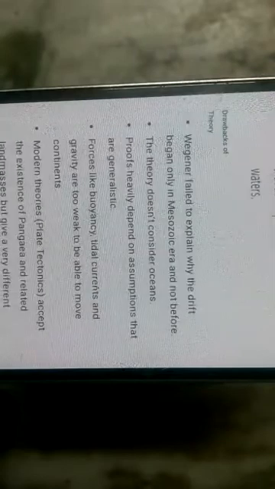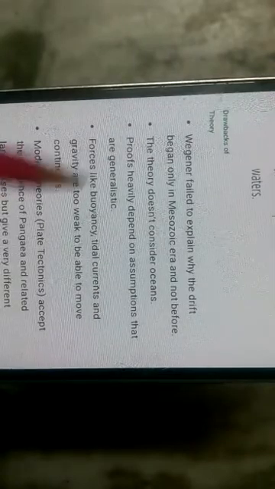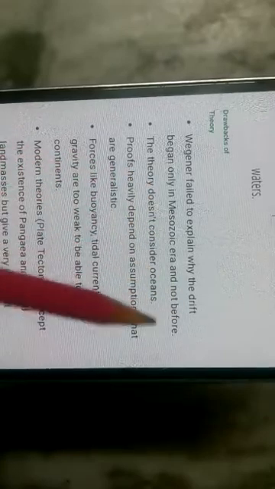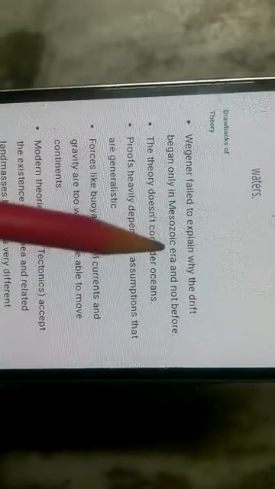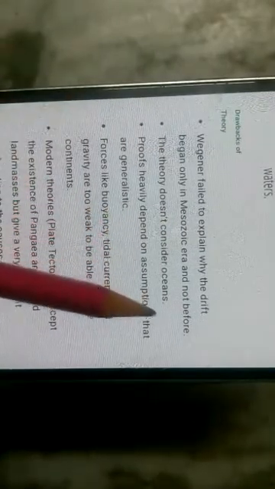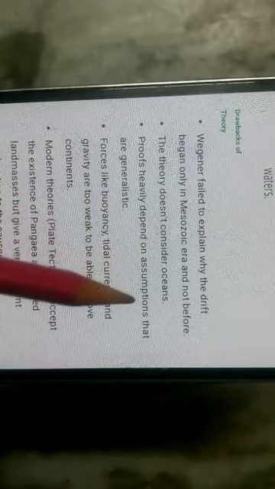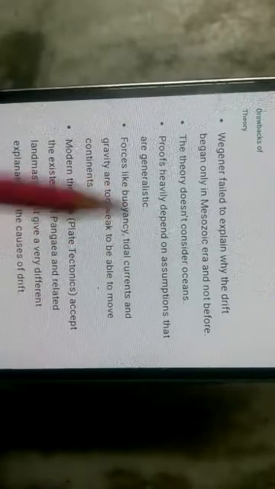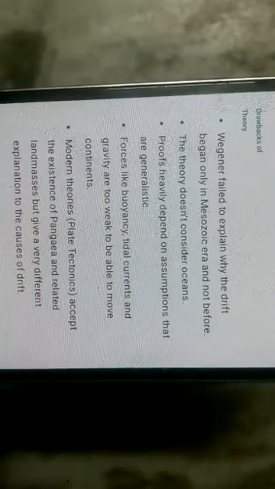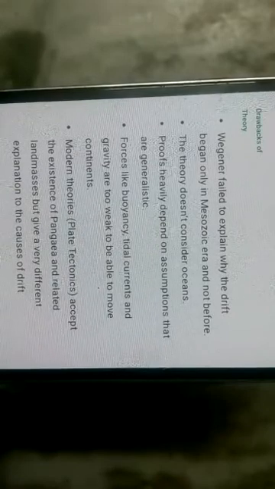on the real basis, there are some drawbacks of this theory. Wegener failed to explain why the drift began only in the Mesozoic era and not before. He explained that the drift held only in the Mesozoic, Proterozoic and so on, which are eras of the geological time scale. The theory does not consider oceans, only the continents. Proofs depend heavily on assumptions that are fictional. The evidence given by Wegener is just assumption and fiction.